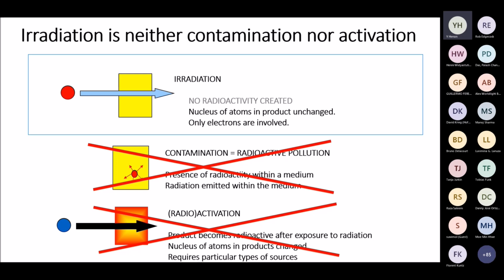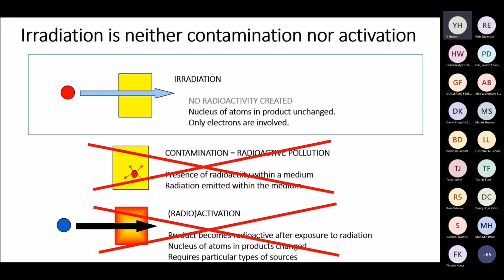And finally, it has nothing to do with radioactivation, so the creation of radioactivity in the product, which happens only with particular types of radiation. Neutrons, for example, can achieve this. And again, there it's mostly because the nucleus will be affected and not only the electrons, as in the case of the irradiation with the ionizing radiation that we're talking about.